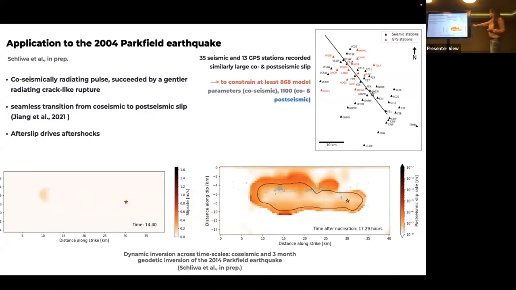And lastly, if you're looking at this plot, we do see in our case that afterslip drives aftershocks, not the other way around and not completely co-evolving, but we first see afterslip evolving and then aftershocks appearing.